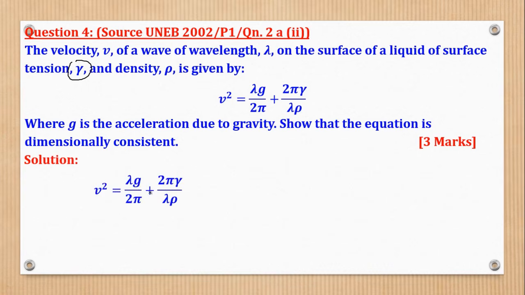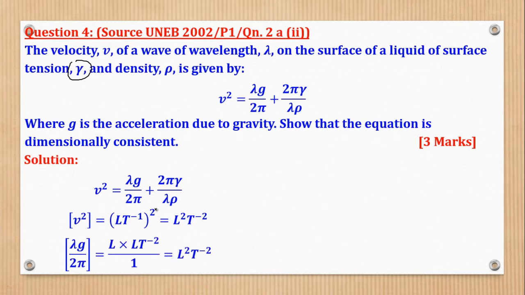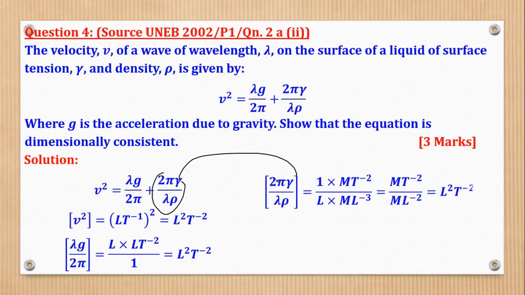So you come and quote the formula, then get the dimension of each. Dimension of v squared is that. The dimension of this is this. So lambda wavelength is that, acceleration due to gravity, and a constant to give you this. Then for this one, we shall come and substitute 2 pi is a constant. Now surface tension, they were supposed to give you this dimension. Then wavelength is that, density is that, to give you this.